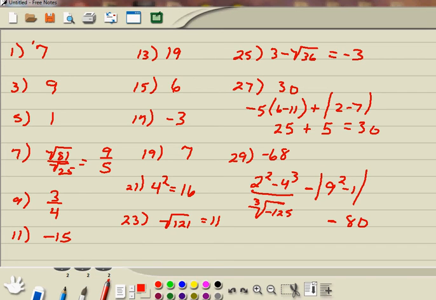Let me change colors here. 2 squared is 4. 4 minus, 4 cubed is 64, so it's 4 minus 64 divided by a negative 5. Well, 4 minus 64 is a negative 60 divided by a negative 5. And we know that that equals a positive 12. And then I can't forget my minus 80 up here. That comes down, and I get a negative 68.